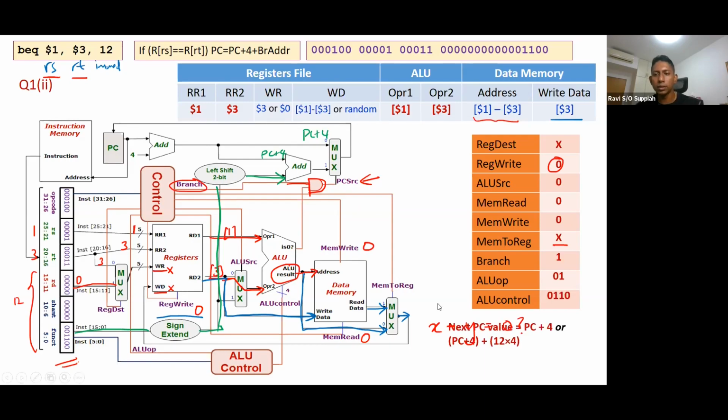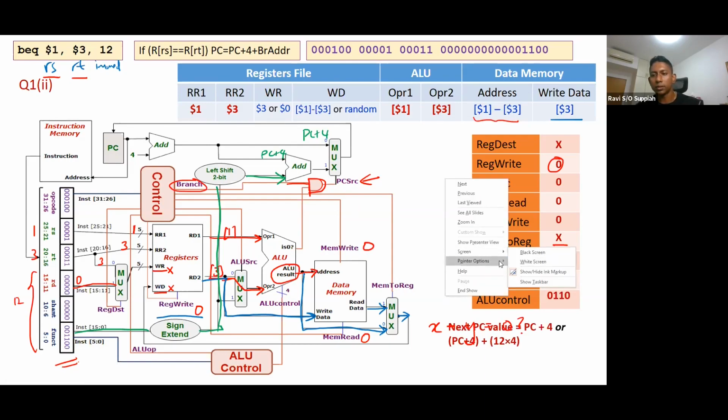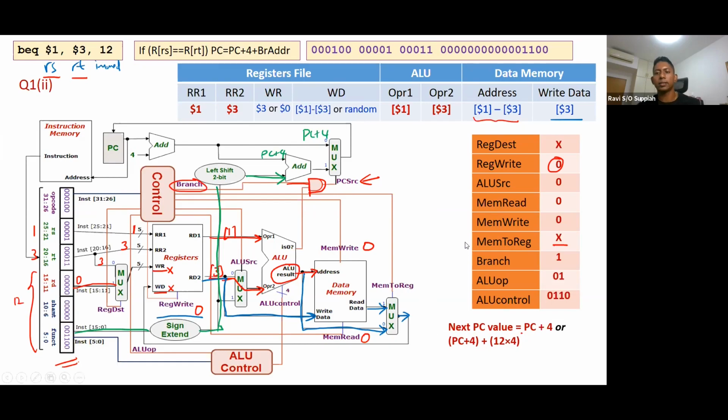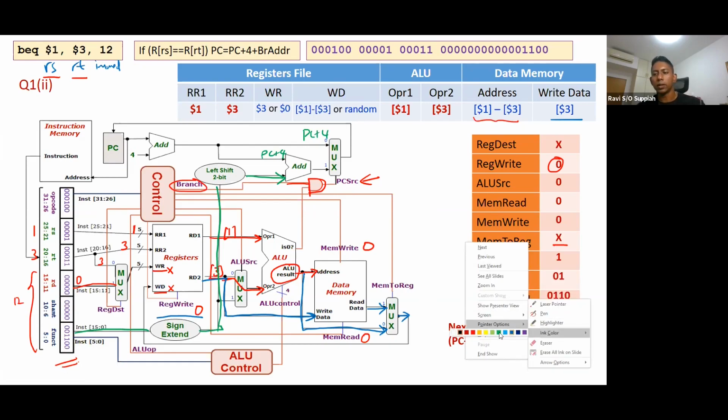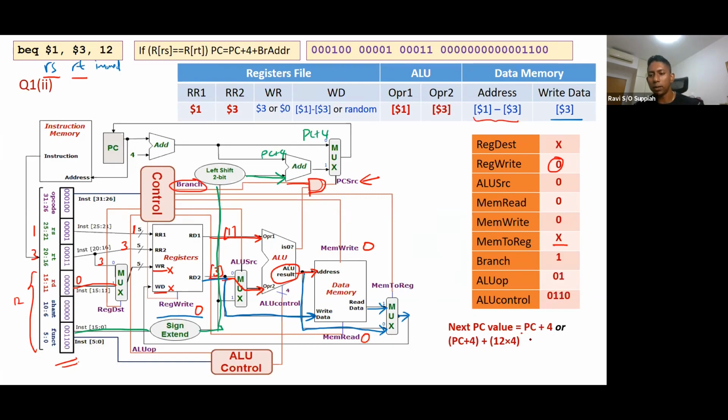So if you see down here, you can see that the next PC value is either PC plus 4 if there is no branch, or PC plus 4 plus 12 times 4 if the branch is to be taken. That is how we can see the flow of the data through the processor for this particular instruction.